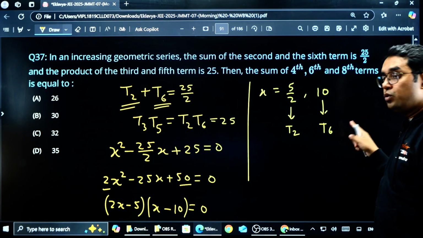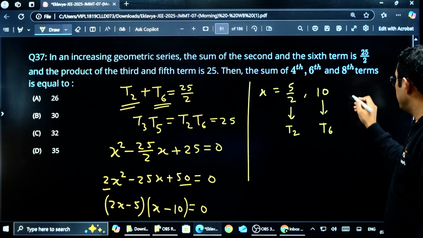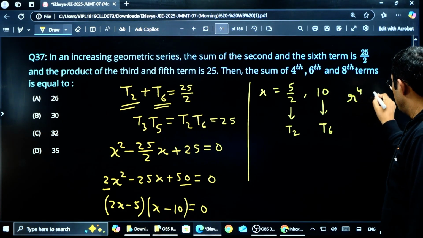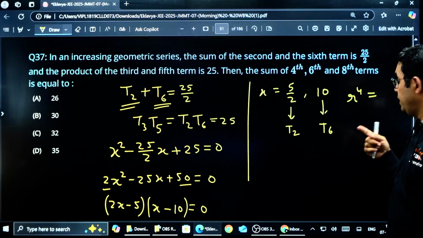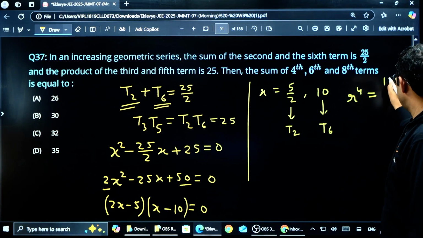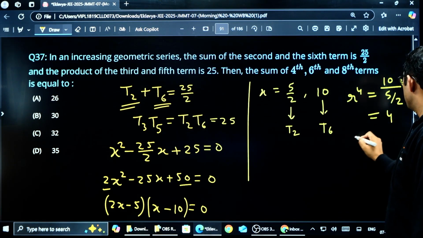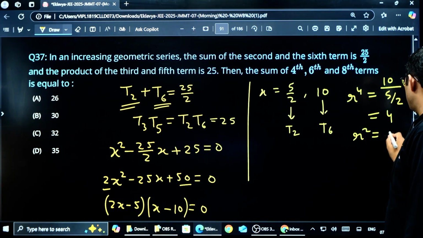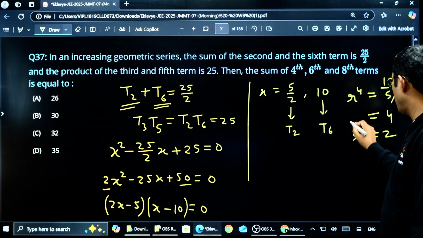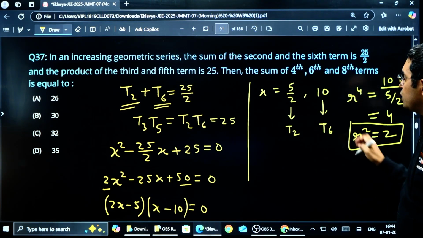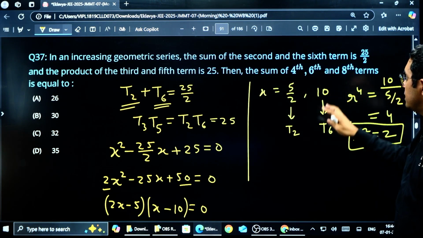If T2 and T6 have these two values, I think we can find the common ratio. The ratio of these two will be R power 4, that is 10 divided by 5 by 2. That is, I think, 4. So your R square is actually coming out to be 2. R will be root 2. Why am I putting R square? Because they are talking of only the even terms, like the 4th term.